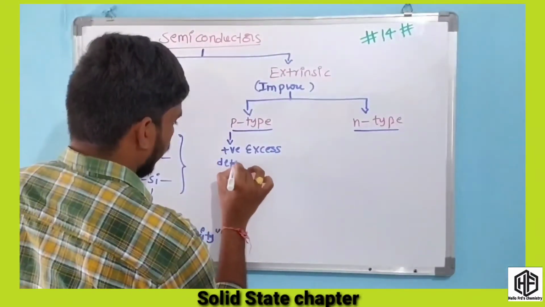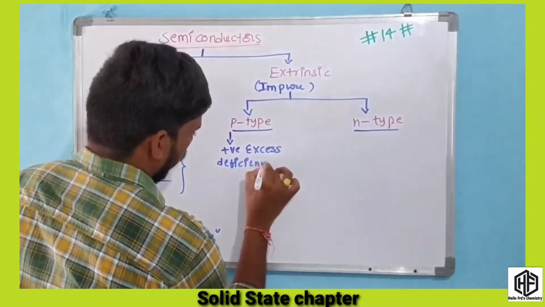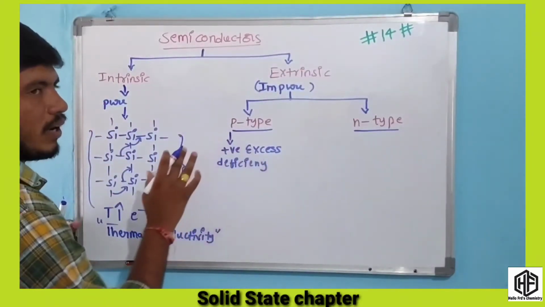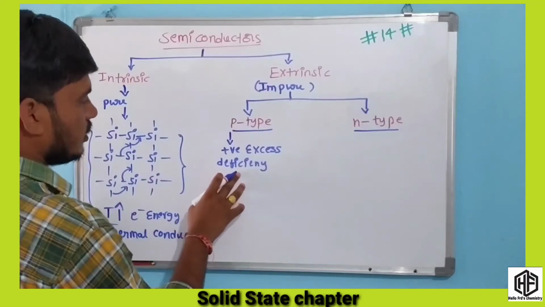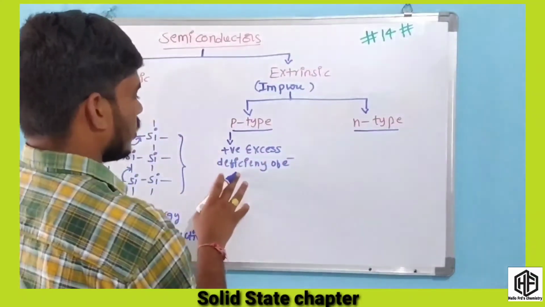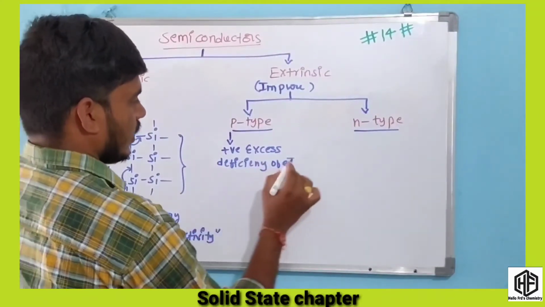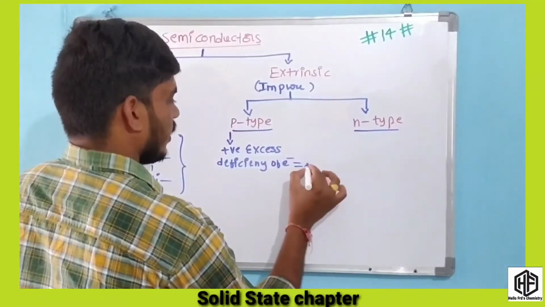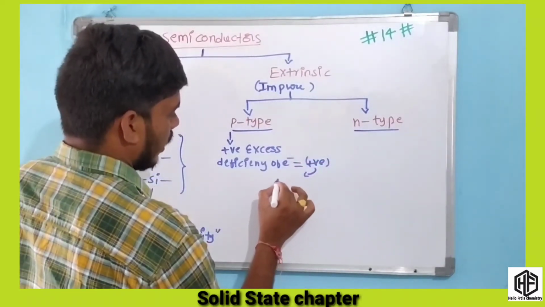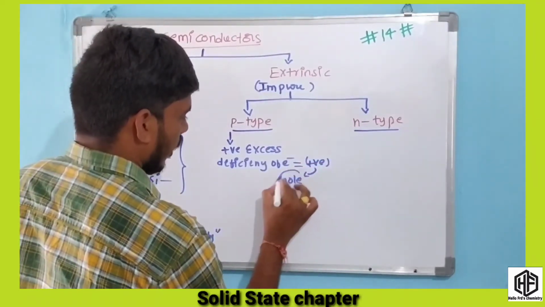It means an electron-deficient atom is added to that particular semiconductor. It means deficiency of electrons is added to that semiconductor, and it creates positive charges. These positive charges are called holes.